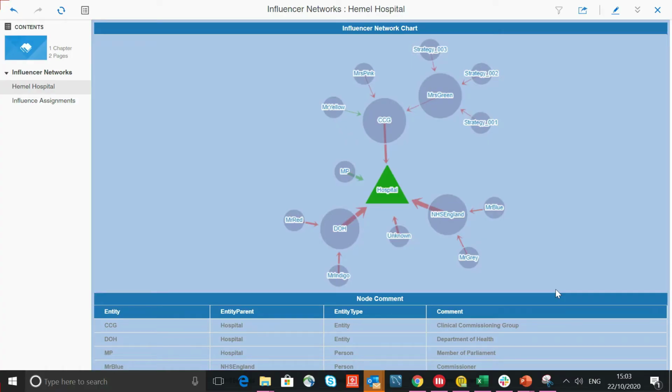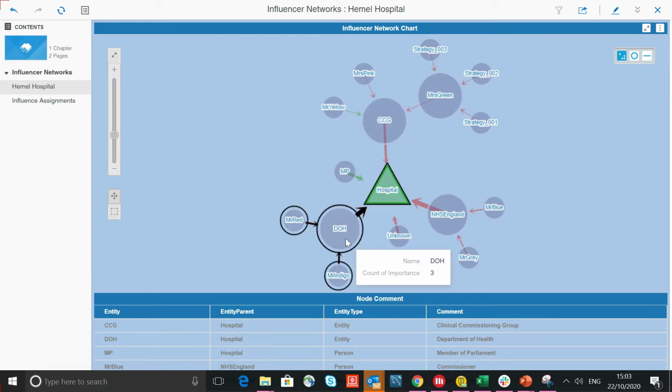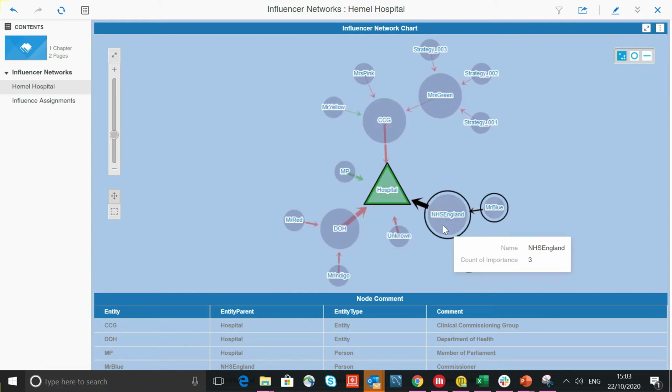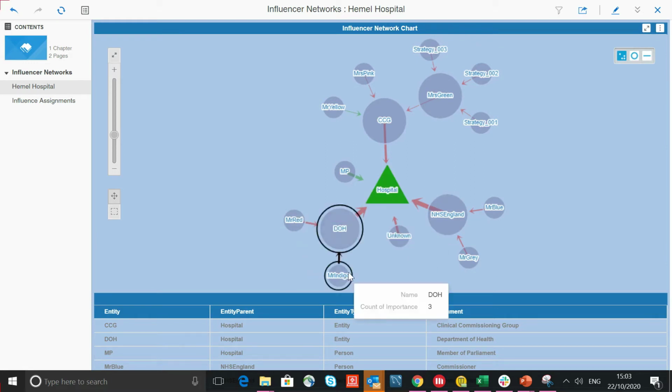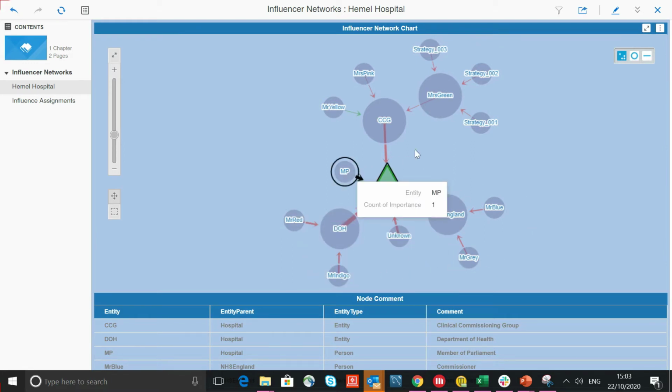Right, so here we are inside a MicroStrategy dossier, and what we've done is that we've designed the influence network to secure the outcome, which is our hospital in Hemel. So we can see that we've got our outcome here. We have our entities. We've got the CCG, we've got the Department of Health, we've got NHS England, and we've got various people attached to it. Okay, and we've got our MP. So our MP is favourable towards a hospital, which is why the arrow there is green. All the other entities at the moment are either indifferent or against it, which is why they're red.